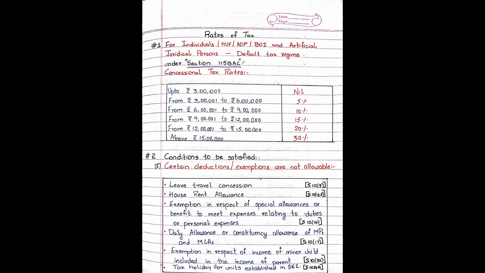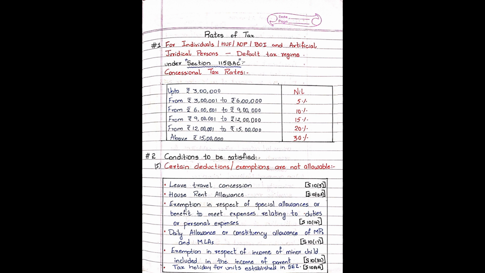Once again, let us repeat these tax rates. Up to 3 lakh, no tax is charged. It is nil. From 3 lakh to 6 lakh, the tax is charged at the rate of 5% on the amount exceeding 3 lakh. If the total income exceeds rupees 6 lakh and is up to rupees 9 lakh, the tax rate is 10%. For 9 lakh to 12 lakhs, it is 15%. For 12 lakh to 15 lakh, it is 20%. And if the total income exceeds 15 lakh, the tax rate is 30%. So these are the tax rates under the default tax regime under section 115BAC.